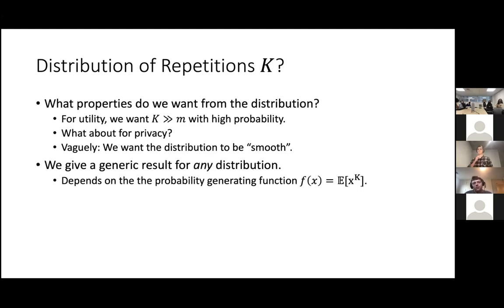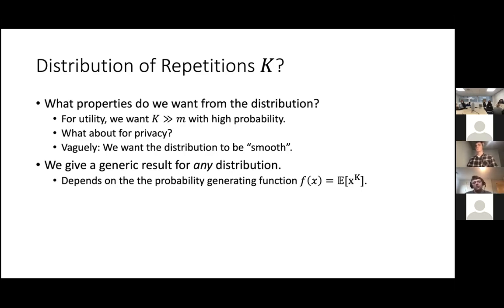Yeah, so vaguely what we need is that the distribution has some kind of smoothness. The problem is if you have a fixed number of repetitions, or you just run it a fixed number of times, that's a very non-smooth distribution. It's a point mass. So we need a distribution that is smoother than that. This is just a vague intuition. I'll give you a precise result right at the end of the talk.